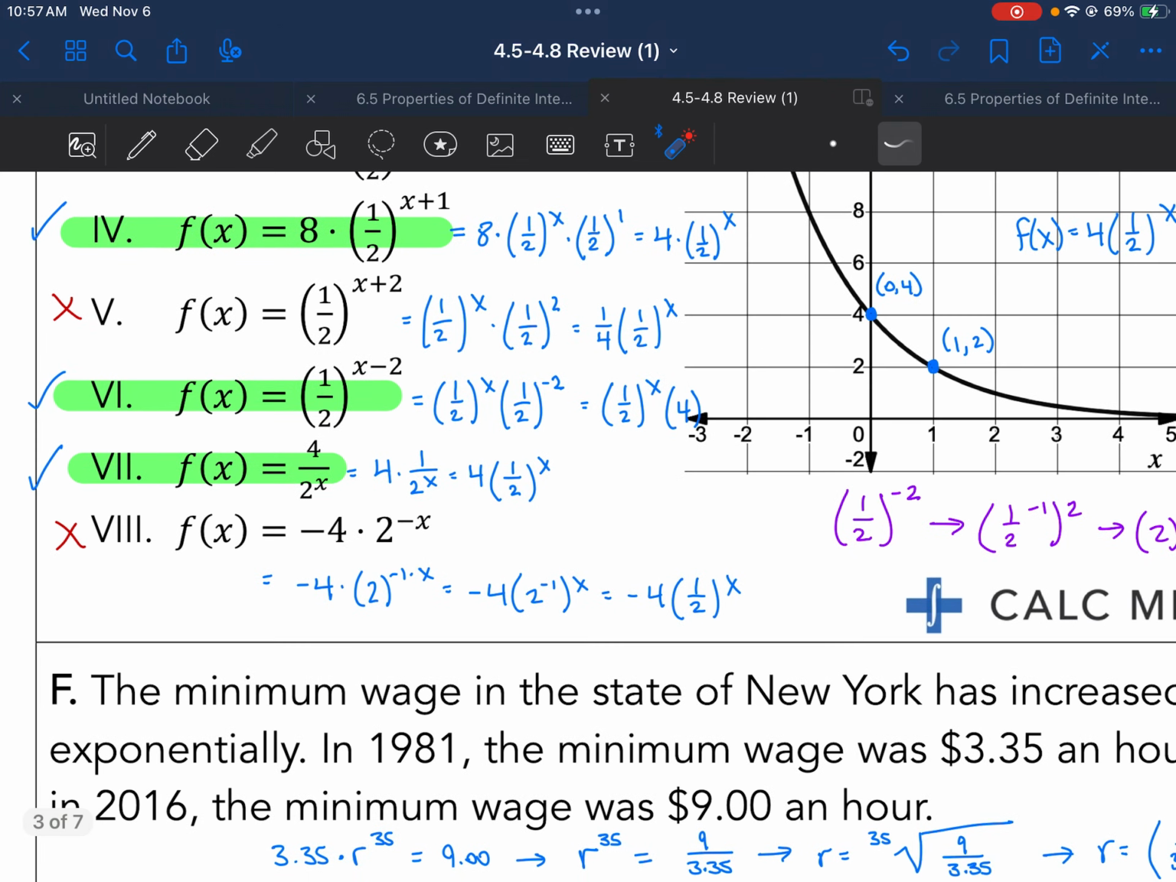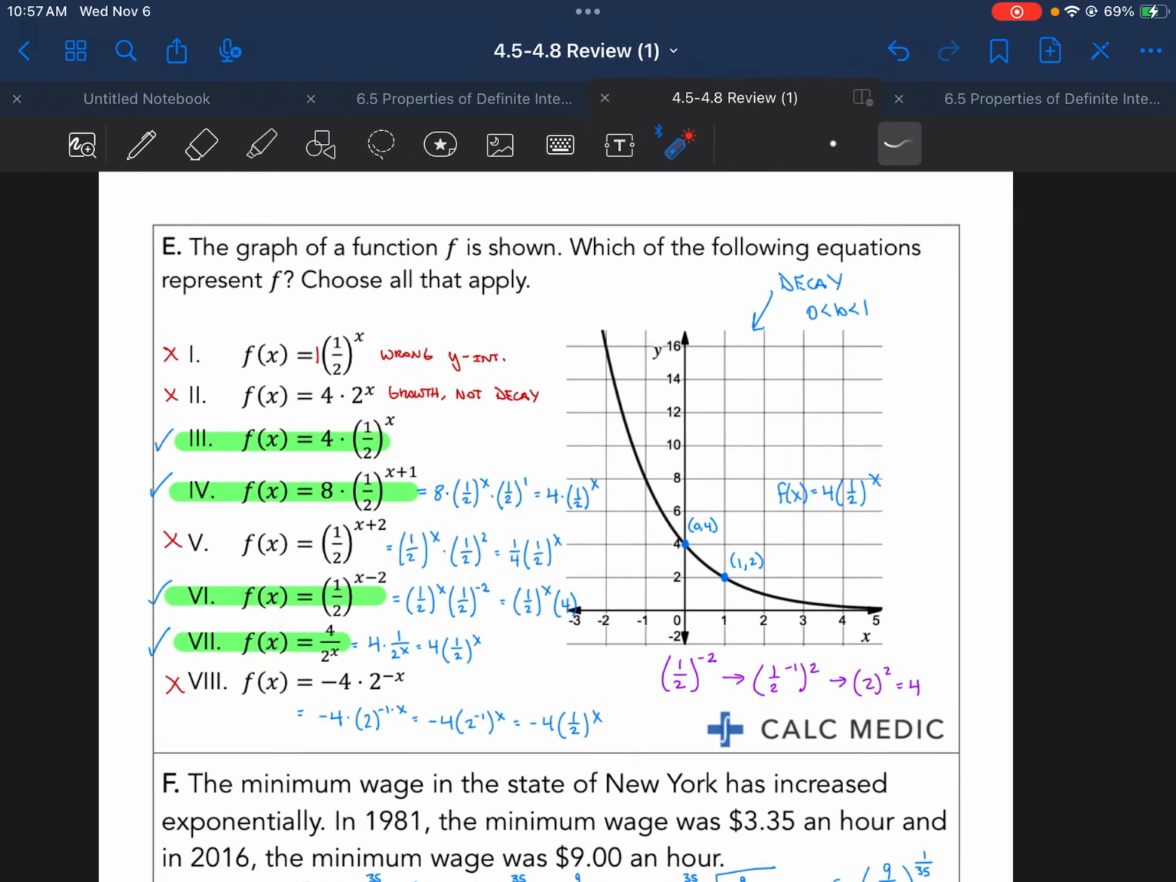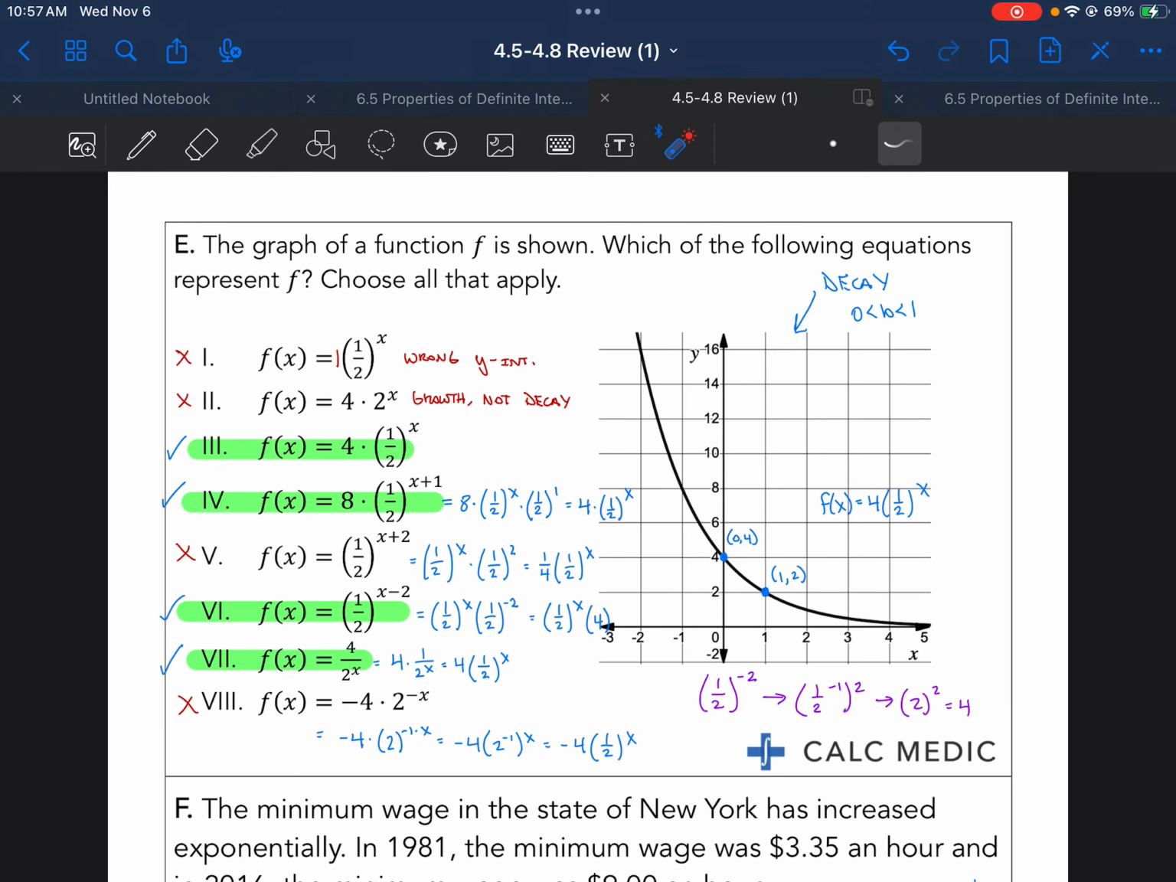And then this very last one, option 8, I'm going to rewrite this as -4 times 2, and this negative x power I'm going to write as -1 times x. And I can rewrite this as 2 to the negative first to the x power. 2 to the negative first is 1/2, so we get the 1/2 to the x power, but we still have this -4 here, which is not correct. So it can be a little bit tricky. You got to know your exponent rules decently well, but if you have access to a graphing calculator, then you would graph them and see which ones overlap with the correct graph.